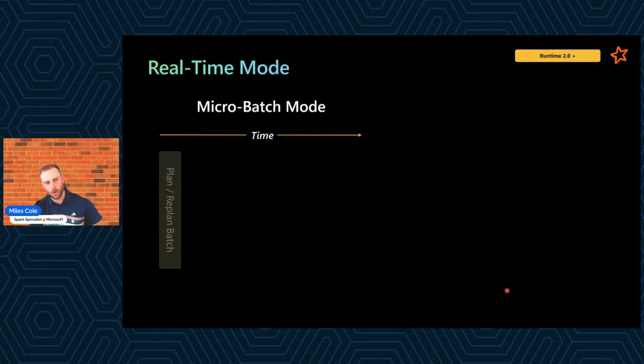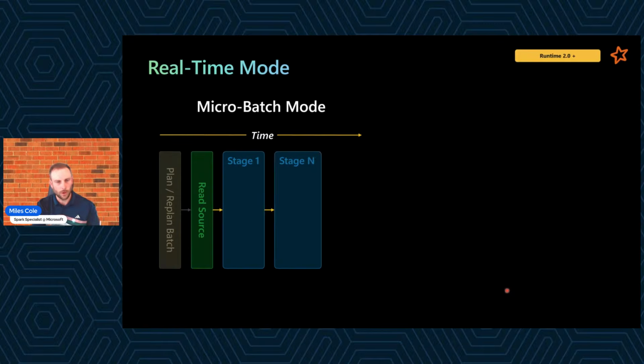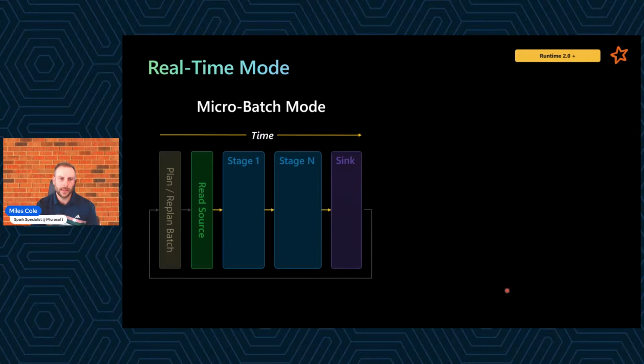I just want to show architecturally why this is really exciting and how it was rewritten. As we look at microbatch mode, we have a few core phases. We plan the query. That's where it goes out, looks at what the data source is, and identifies what type of operators we're going to run. It's going to read the data source. It might have a stage where it performs a shuffle operation, maybe another stage for some sort of aggregation. That's going to write to the sink. But the key thing here is that this is every single write operation.